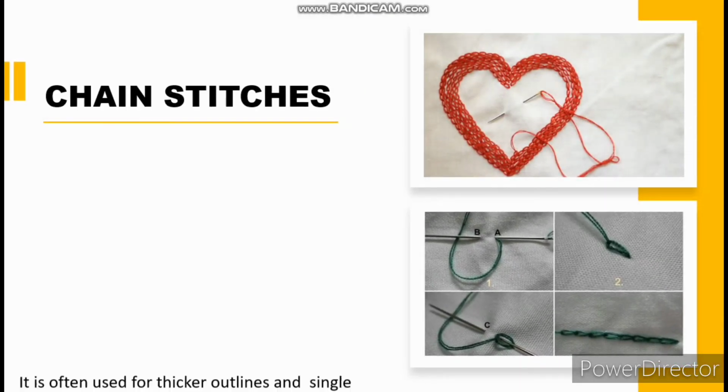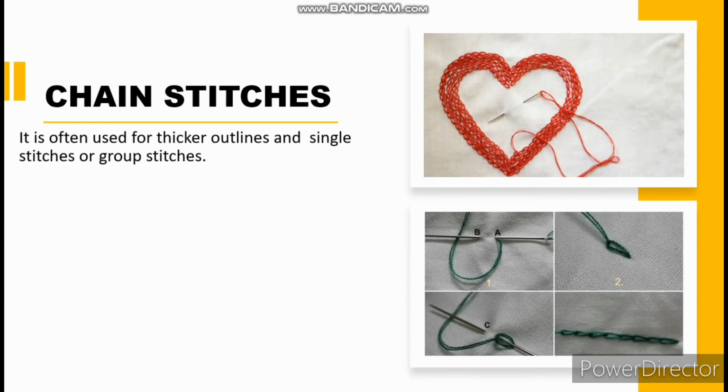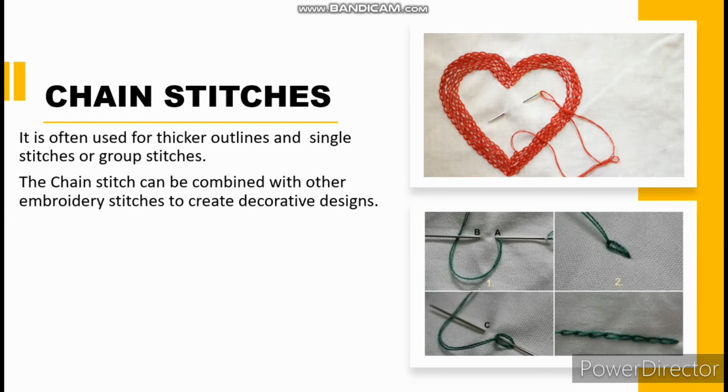Chain stitches. Chain stitches is often used for thicker outlines and single stitches or group stitches. What we are talking about is that when you want to make a thicker outline, you want to make a design on your top, you can make use of it, and we use it for single stitches or group stitches. And it can also be combined with other embroidery stitches to create a decorative design.